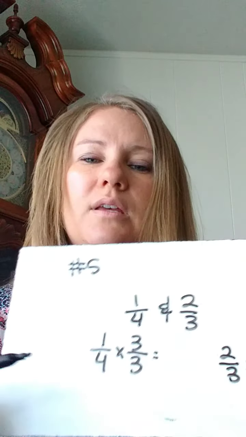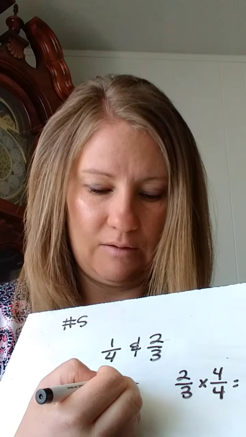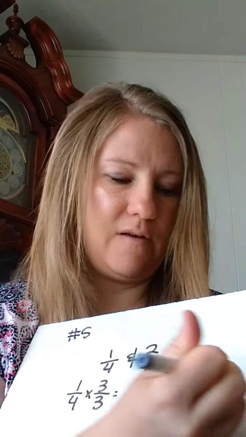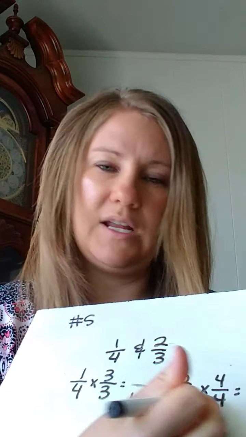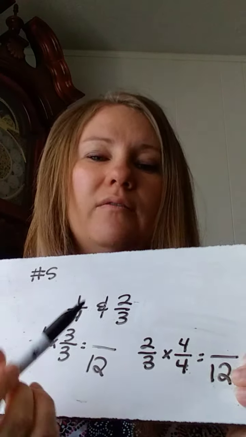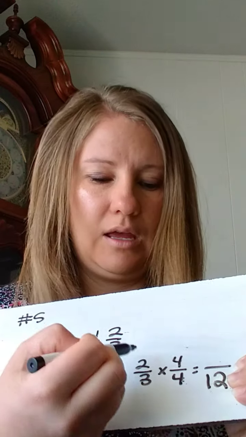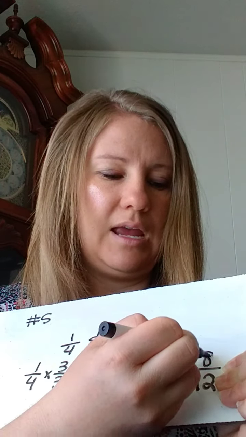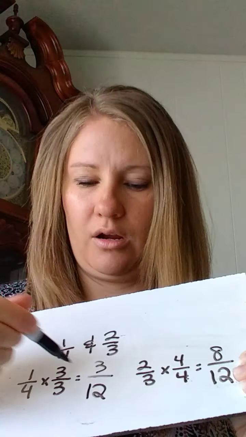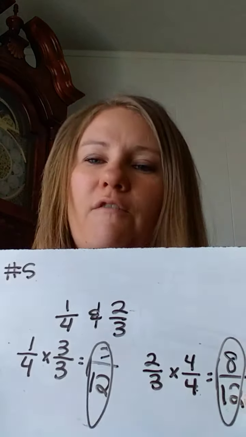All right, so we'll multiply this, and we get the common denominator of 12 on both of them, because 3 times 4, and 3 times 4 is 12. Now we'll go 1 times 3 is 3. And 2 times 4 is 8. So those are our 2 fractions renamed.